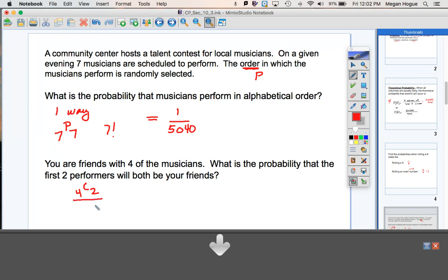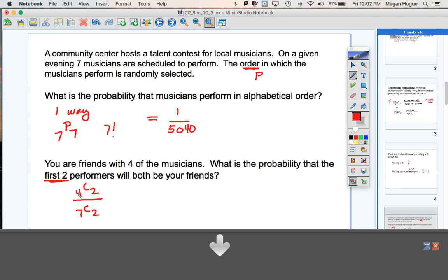And then the total ways to get that, we don't care who's first, who's second. There are 7, and you're just doing the first 2. You don't care about the rest of the order, just the first 2. So the reason I'm using combination here is I'm just looking at the first 2. I'm not saying, oh, they have to go first and second or second and third.